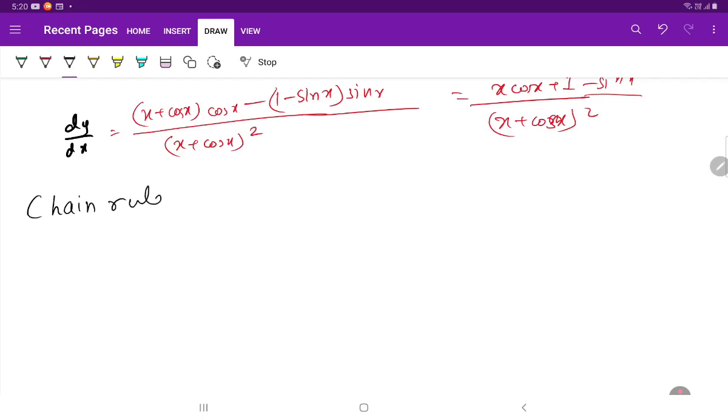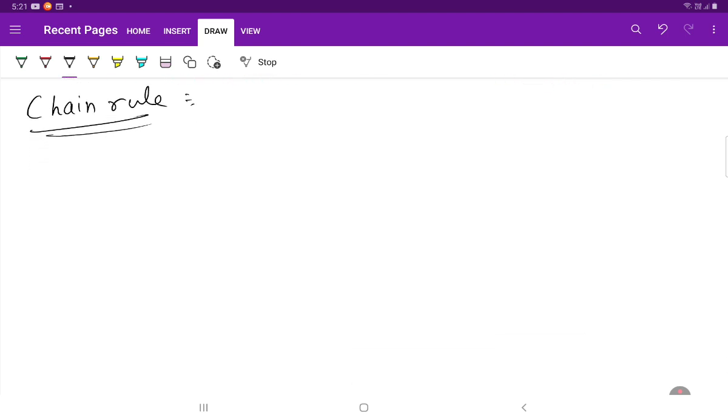Chain rule is something which is a little bit confusing to students, but I will try to explain it in the simplest way. Suppose you have a complicated function y is equal to f of g of x, where f and g form a composite function, and they're asking you to find the derivative of y with respect to x. How can you find it?